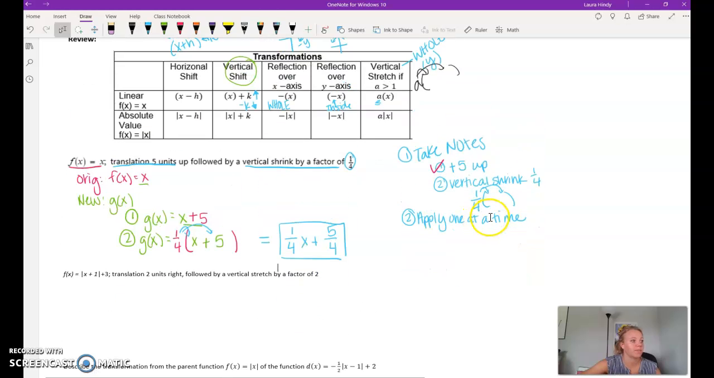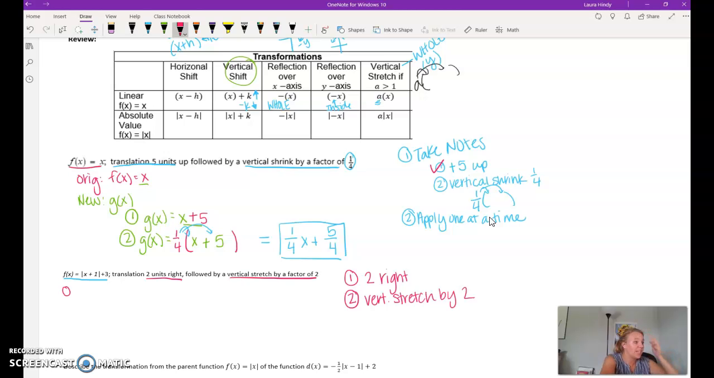Let's do another example. Here we have a longer one. F of x equals absolute value of x plus 1, plus 3. And we want to do a translation 2 units to the right. So my first one is going to be 2 right. Then I have a vertical stretch by a factor of 2. So the second step is going to be a vertical stretch by 2.